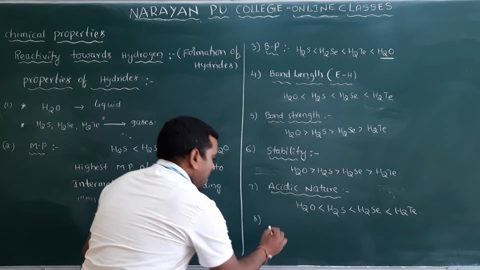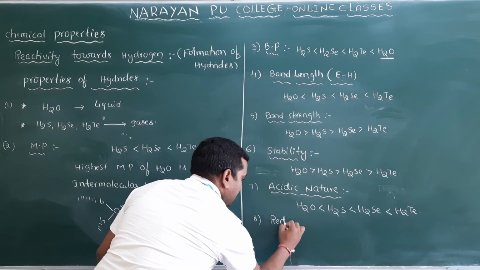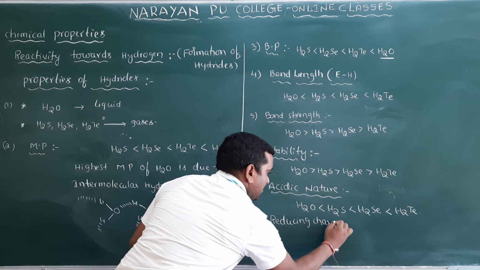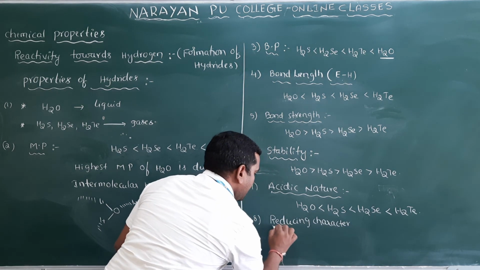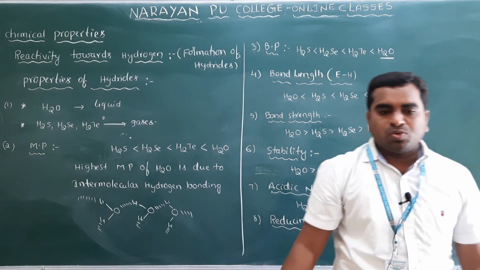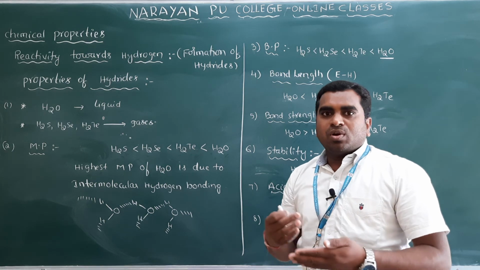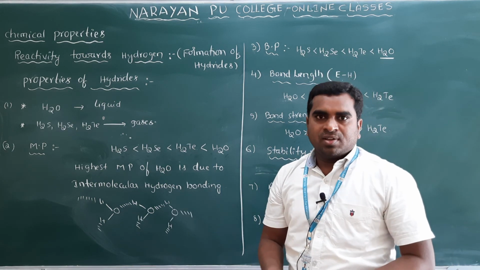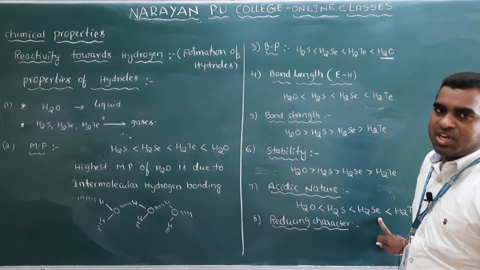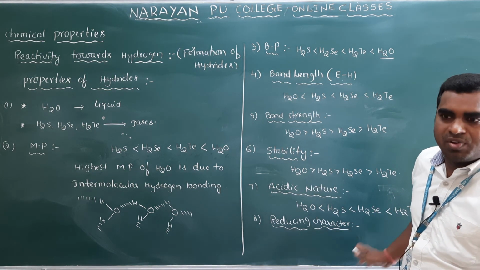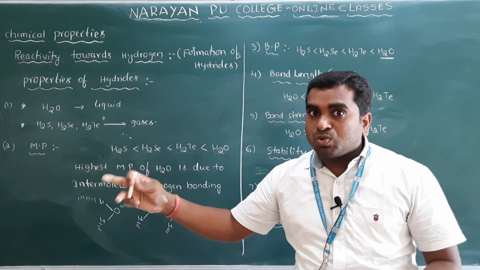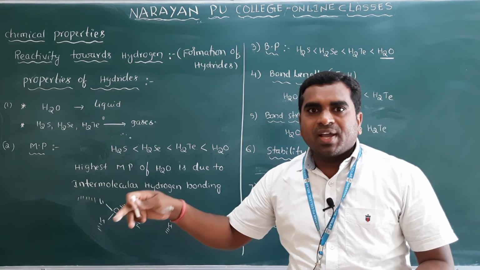Next one is reducing character, clear? Reducing character we have already discussed previously also. What does reducing character mean? It means acting as a reducing agent, clear? Reducing agent means these molecules should act as a reducing agent. What will a reducing agent do? It reduces other substances by providing which one? Hydrogens. By providing hydrogens.